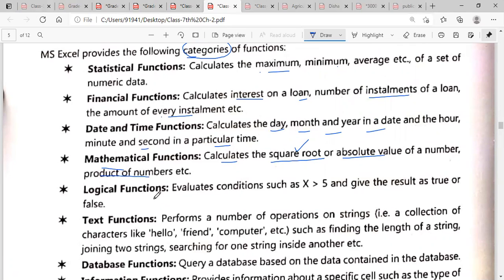Next is logical functions, which evaluate conditions such as x greater than 5, and give the result as true or false. It will do the comparison. Okay. Next are text functions. Text functions perform a number of operations on strings. String means a collection of characters, like hello. Hello is a string, friend is a string, and computer is a string, etc. Such as finding the length of a string, joining two strings, or searching for one string inside another.